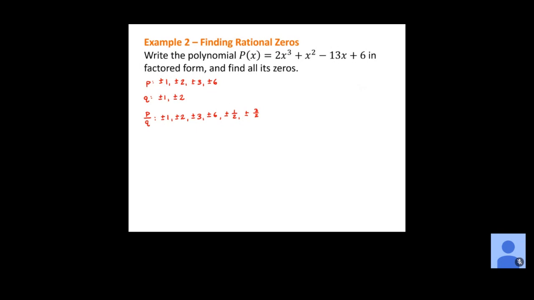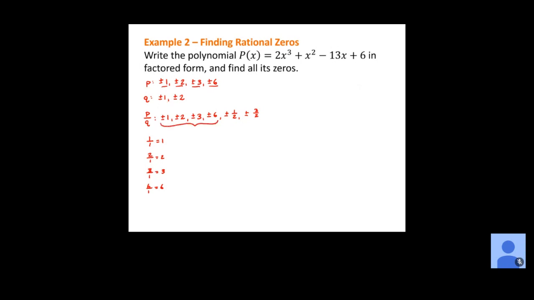Sure. So basically, I'm just taking each one of these values from my P list, and I'm dividing by 1 first, right? So that's going to be 1 over 1 is 1, 2 over 1 is 2, 3 over 1 is 3, and 6 over 1 is 6. And again, because they all have plus or minus, that's why I put plus or minus in front of all of them, right? So that takes care of all of these right here.